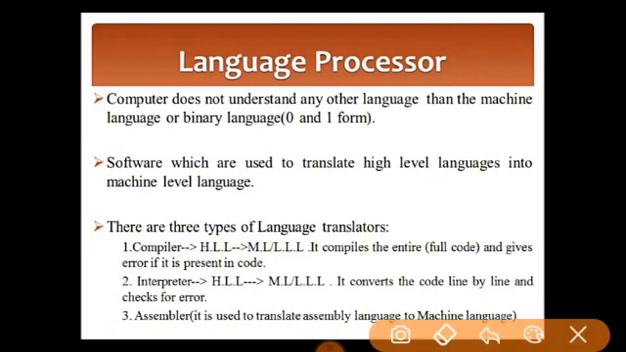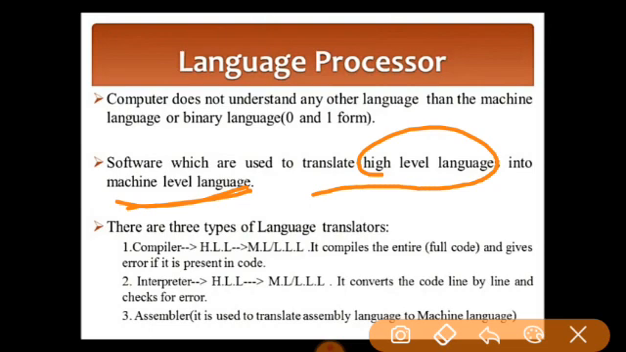The computer does not understand any language other than the machine language or the binary language. I think everyone has learned or seen in the lower classes also that machine language is a binary language which the computer can easily understand. So whatever we are doing is in a high level language, basically English words. So we need software that will translate or convert our high level language into the machine language so that the computer can understand. Okay, so here also we have three types of language translator.